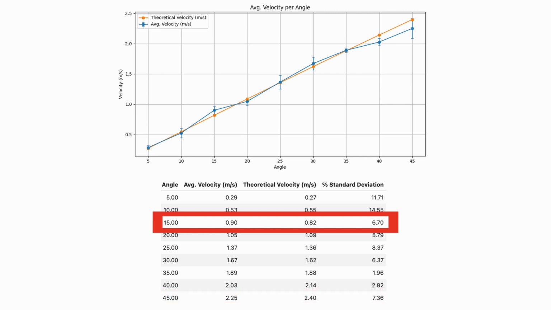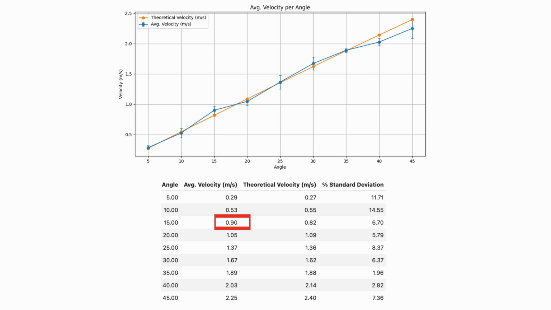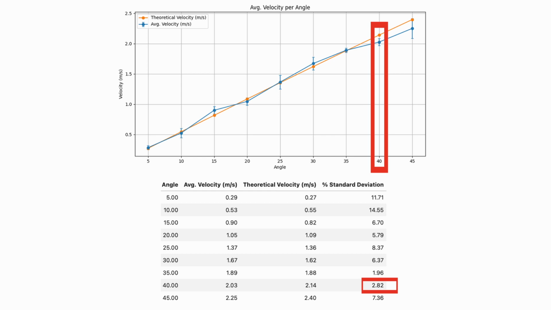15 degrees had an experimental velocity of 0.90 meters per second, with a standard deviation of 6.7%, which lies above the theoretical velocity of 0.82 meters per second. While the 40 degrees, which had an experimental velocity of 2.03 meters per second and a standard deviation of 2.82%, lies below the found theoretical velocity of 2.14 meters per second.